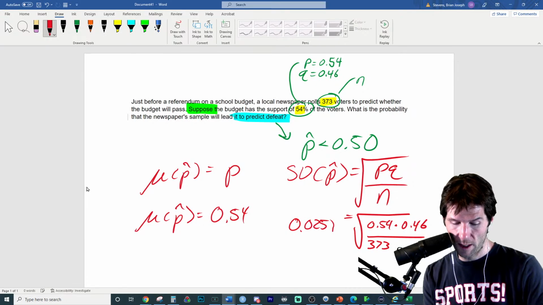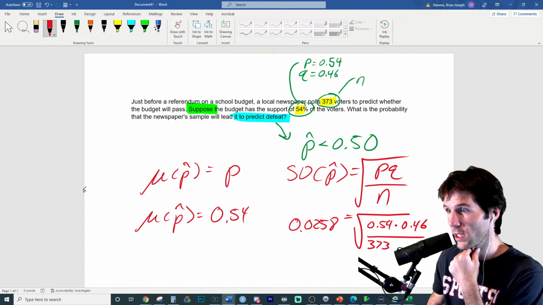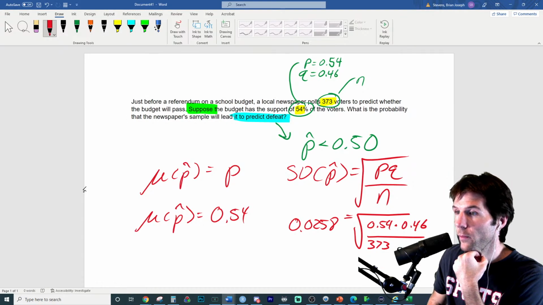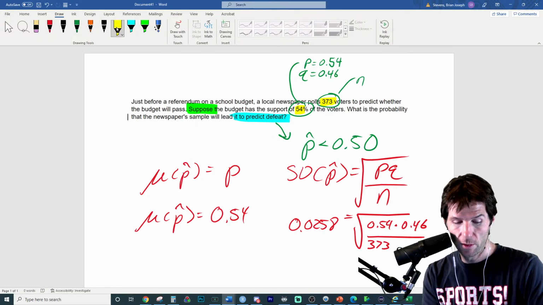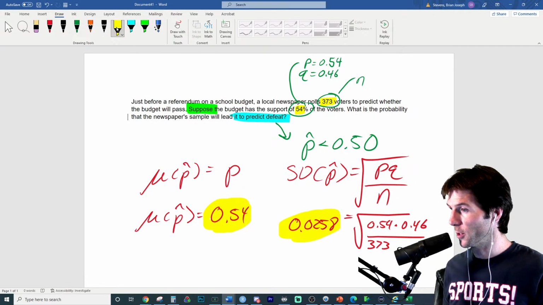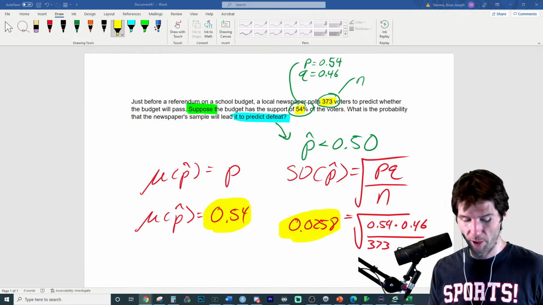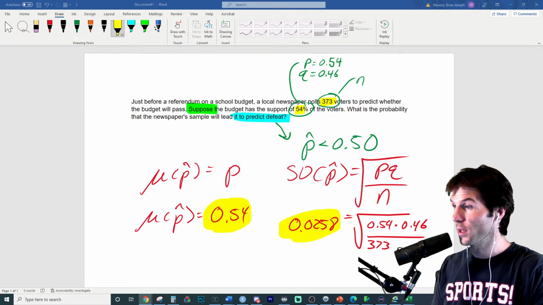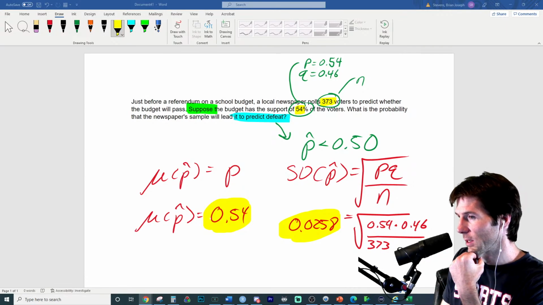Who knows what we're going to do now? Now that I have a mean and a standard deviation, I found the two quantities I want to know. I wanted to know the mean for the distribution, and I wanted to know the standard deviation for the distribution. So now that I know both, I'm going to go to the David M. Lane applet.